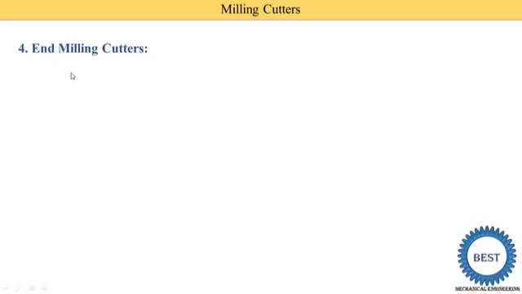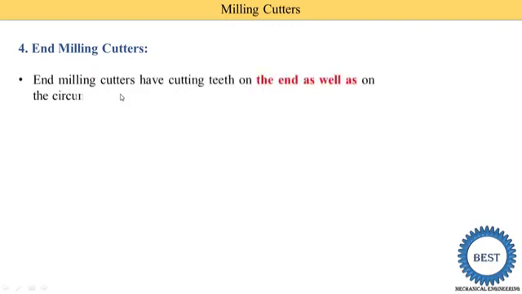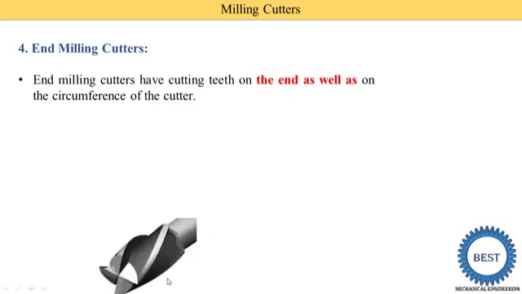Means cutting edge is provided at the end of the milling cutter. So end milling cutters have cutting teeth on the end as well as on the circumference of the cutter. Here you see this is the image. Here it is a hole on the spindle of this milling machine. So this is the circumference of the cutter, and on this the cutting edge is provided, and this is the end part of that.